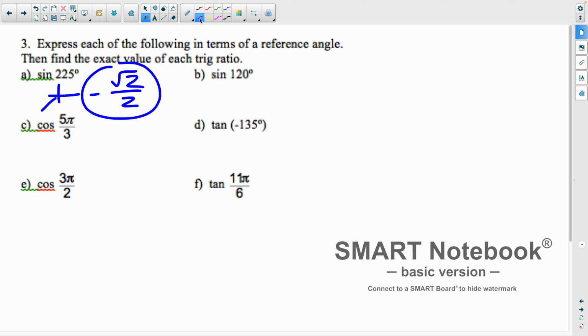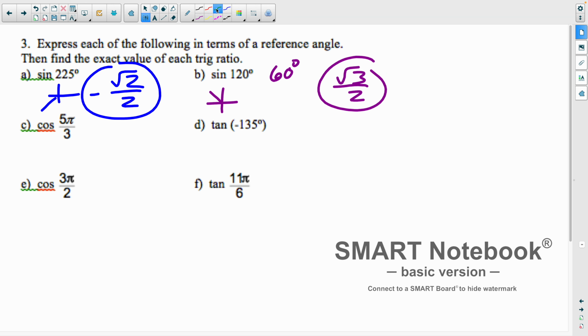120, what is the reference angle for 120? 60, how do we get that? 180 minus 120. So 60 is my reference angle. Put my 60 finger down. Sine is what? Square root of 3 over 2. Yes, square root of 3 over 2. Alright, it's positive. And it's positive because we're in which quadrant? Second quadrant. Sine is positive there, so that just stays the same. That's my answer.